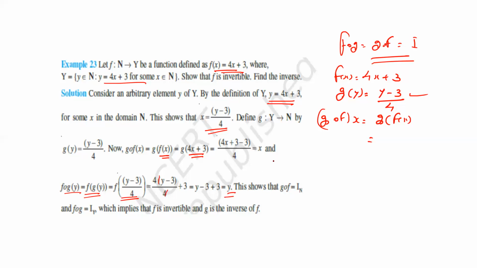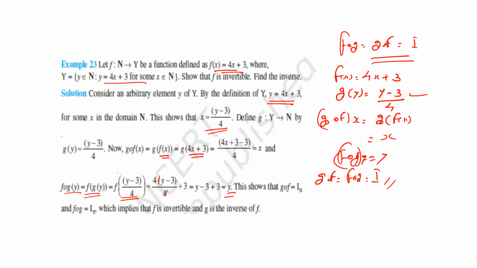So you are getting g composition f of x equals x, and f composition g of y is equal to y. So what can you say? The conclusion is g composition f is equal to f composition g, which is the identity function. So what can you say? Then f and g are invertible and f inverse is equal to g.